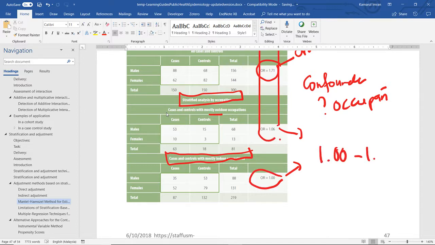1.00 to 1.06, and the Mantel-Haenszel odds ratio lies between the two numbers.